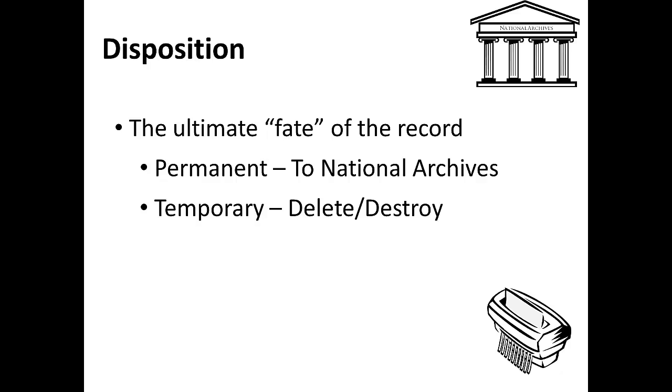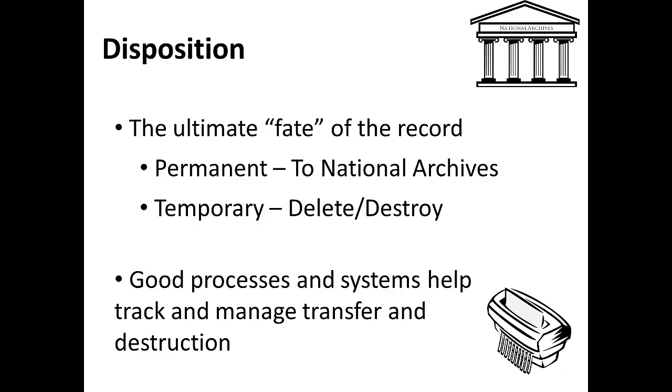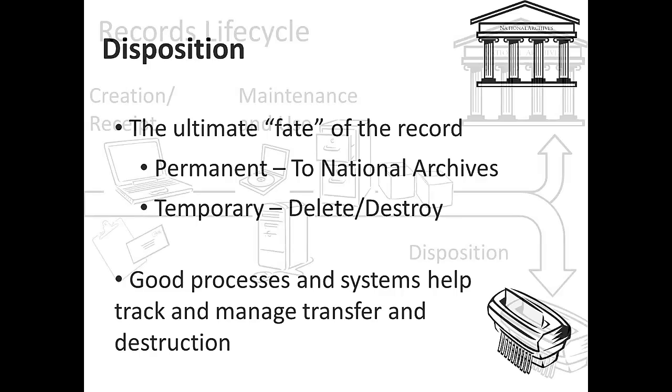For most agencies and companies, the vast majority of their records ultimately will be destroyed or deleted when they no longer have business, legal, or other value for the organization and its customers. The record schedule tells us how long those records must be kept and when they can be destroyed. In the federal government, we call these temporary records. We manage this phase of the life cycle through good procedures, policies, and systems that help us track and manage the transfer of records and the destruction of temporary records that have reached the end of their lifespans.